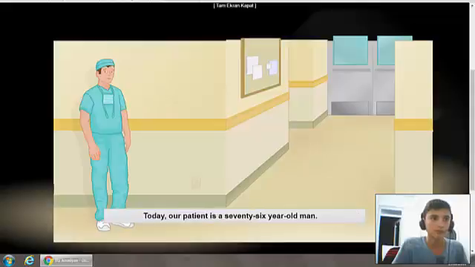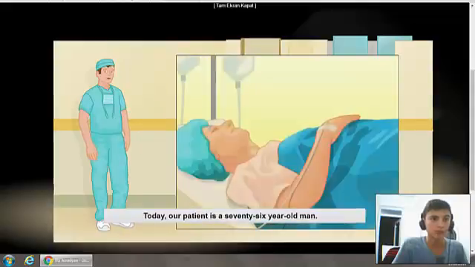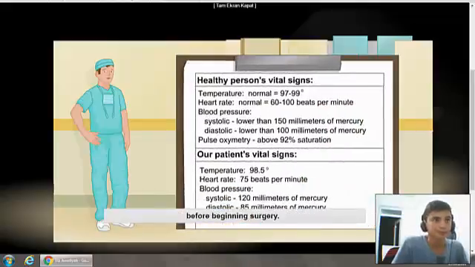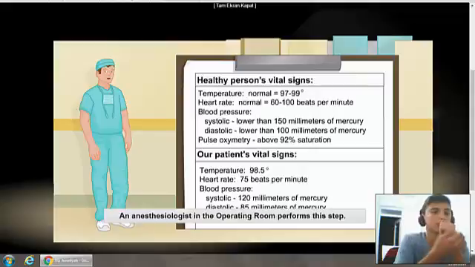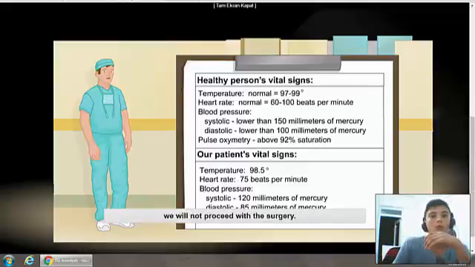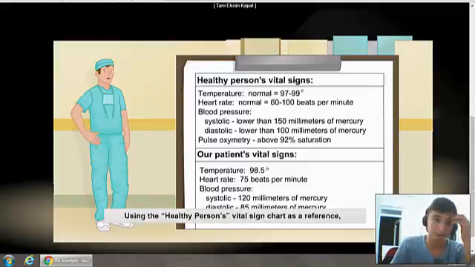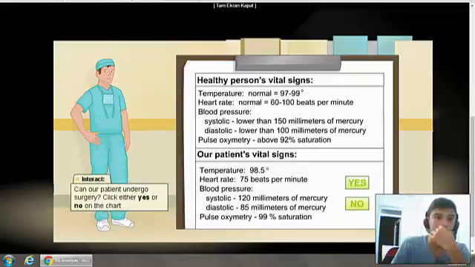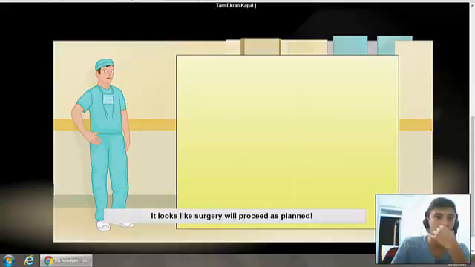Are you ready? Today, our patient is a 76-year-old man. It is mandatory to check the patient's vital signs before beginning surgery. An anesthesiologist in the operating room performs this step. If the patient's vital signs are not in the normal ranges, we will not proceed with the surgery. Using the healthy person's vital sign chart as a reference, can our patient undergo surgery today? It looks like surgery will proceed as planned.